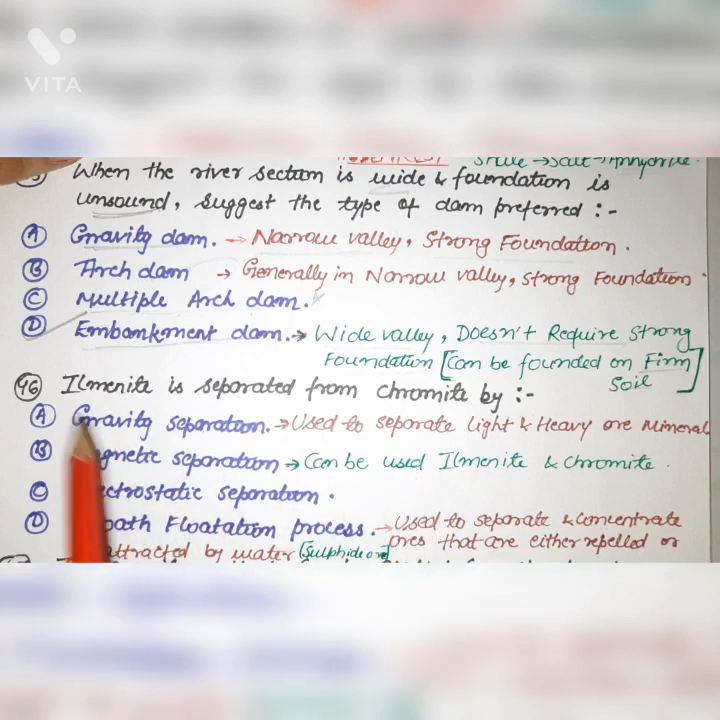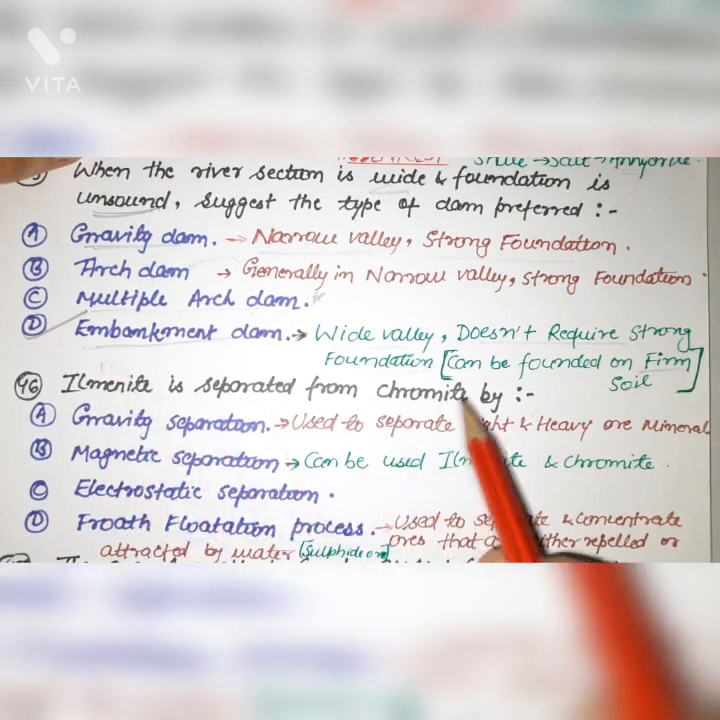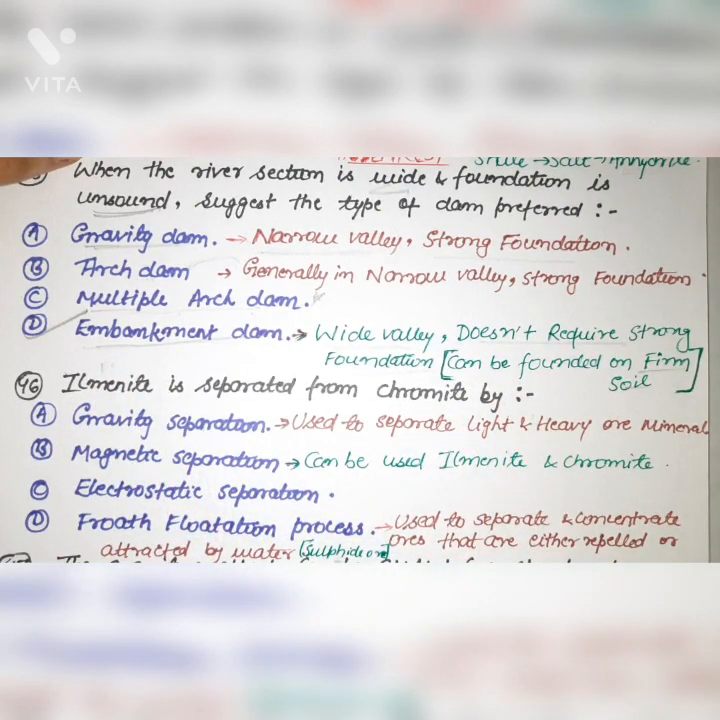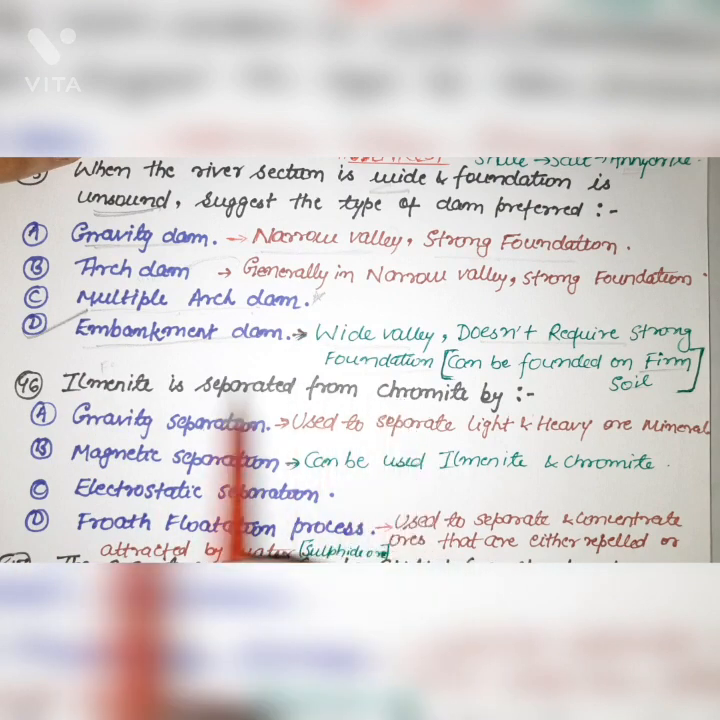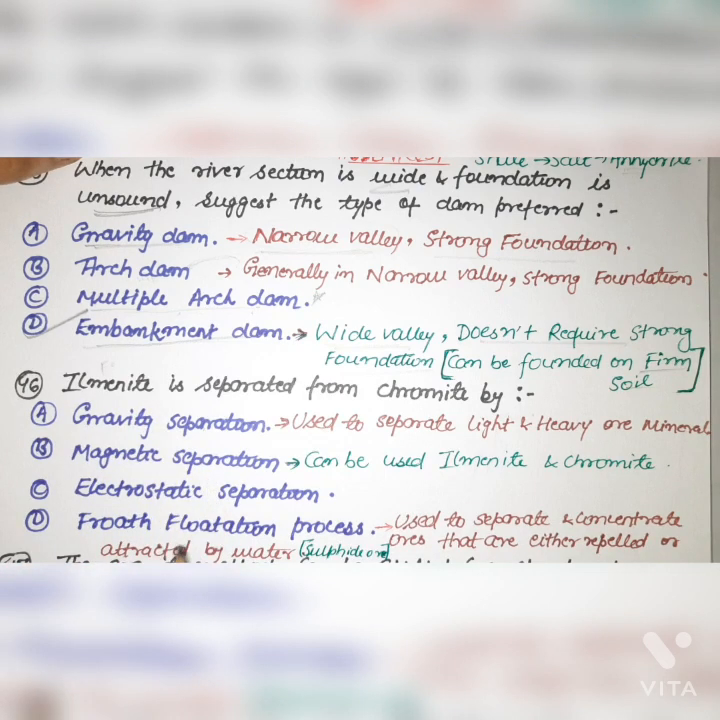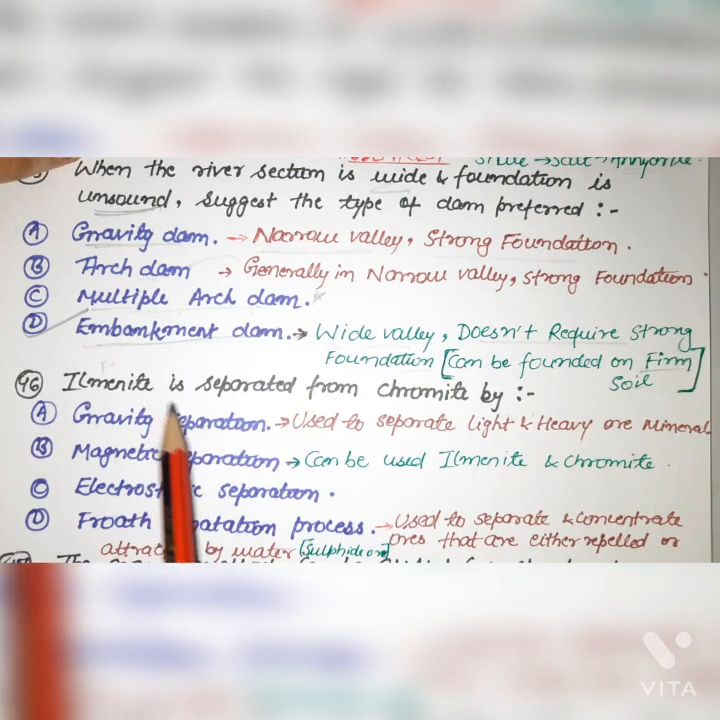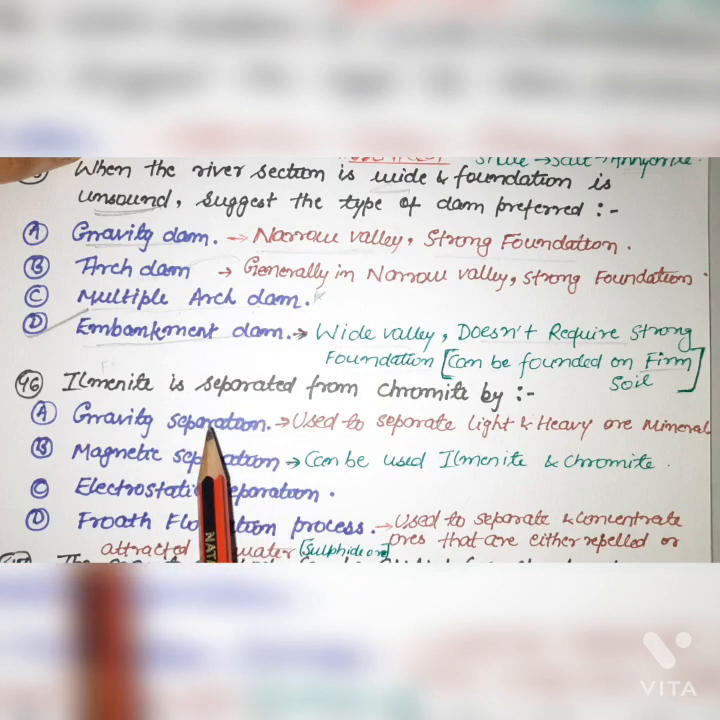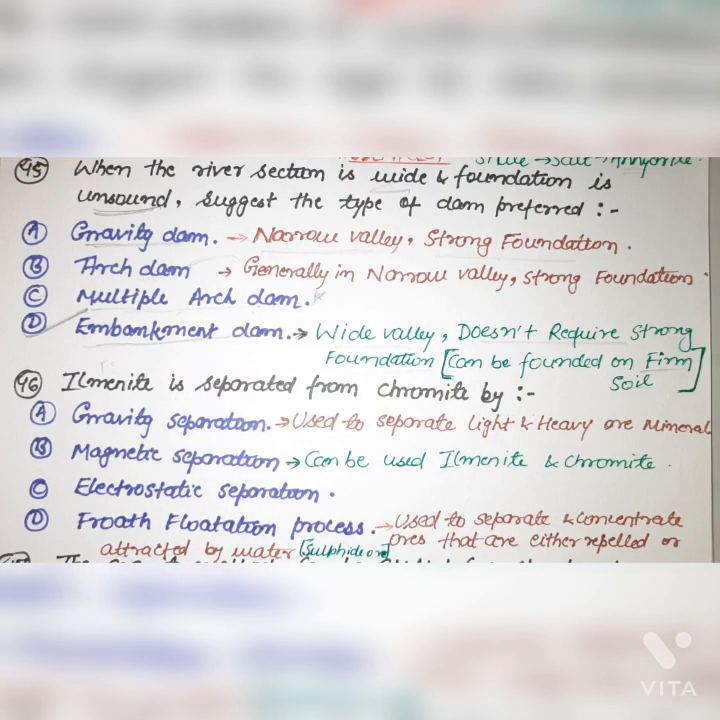So ilmenite is FeTiO3 and chromite is FeCr2O4. Now these both have approximately similar specific gravity. So though separation of ilmenite from chromite could be attempted by gravity separation, magnetic separation, or electrostatic separation, because the difference between specific gravity is not too high, gravity separation will not be suitable. Gravity separation method is mainly used to separate light and heavy ore minerals.